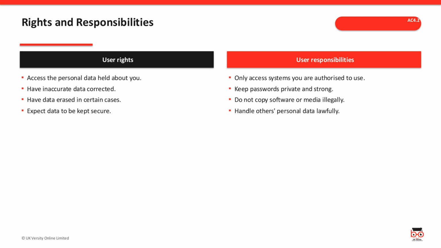Let's balance user rights against user responsibilities. On the right side, you can access the personal data held about you, have inaccurate data corrected, have data erased in certain cases, and expect your data to be kept secure. On the responsibilities side, you should only access systems you're authorized to use. Keep your passwords private and strong, avoid copying software or media illegally, and handle other people's personal data lawfully. Rights and responsibilities are really two sides of the same coin.